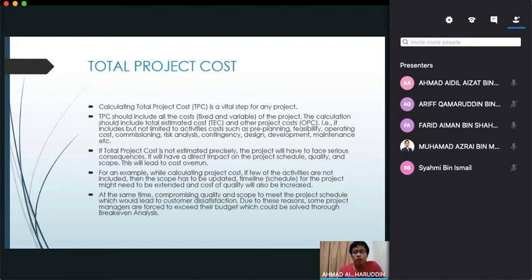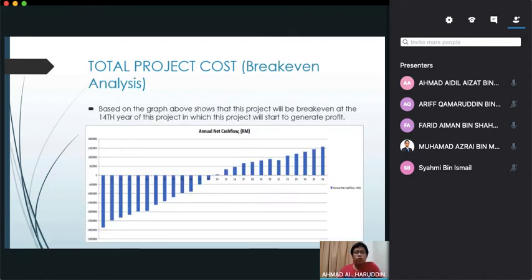For this project, we focus on the capex and opex of the project, and from that detail, we're able to construct our break-even analysis to identify at which point we will be able to achieve break-even for our project. So to show that, we conduct our break-even analysis, and with our data, we're able to construct an annual cash flow diagram, which shows here that at the 14th year of our project, this project will start to generate profit.